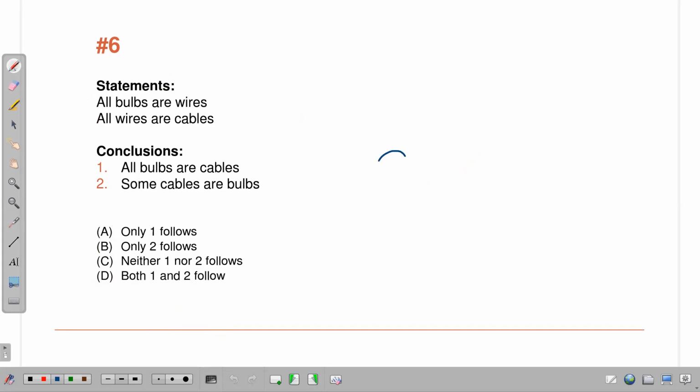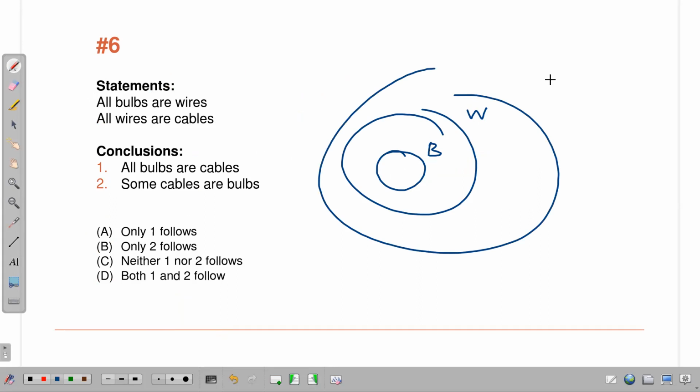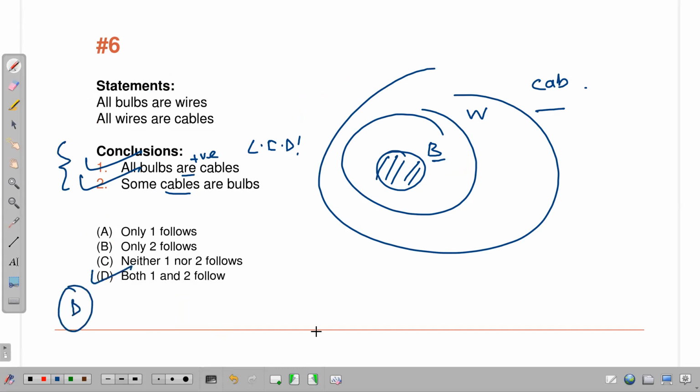All bulbs are wires, and all wires are cables. Now, all the bulbs are cables. I think definitely this is my least intersection diagram. This is my positive way. So I will prefer the LID, which is the least intersection diagram. So all bulbs are definitely cables, so valid. And then some cables are bulbs. Some cables are bulbs is absolutely valid. Both of them are valid, and therefore the answer is Delhi.